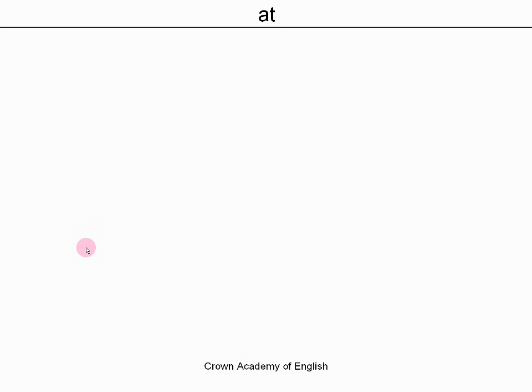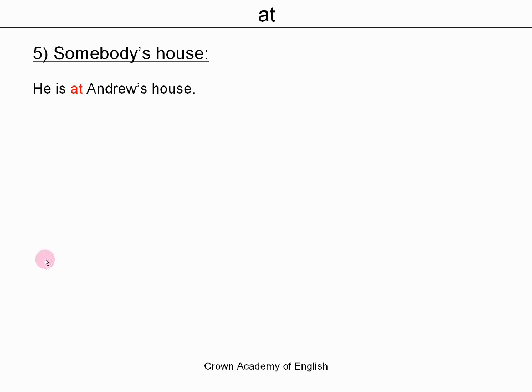Okay, and we also use the word at when somebody is at somebody's house. So, for example, he is at Andrew's house. She lives at her parents' house. Okay, so when we are talking about somebody's house, we always use the word at.